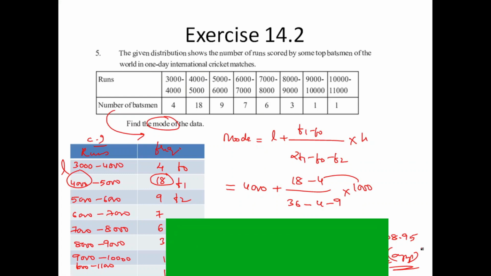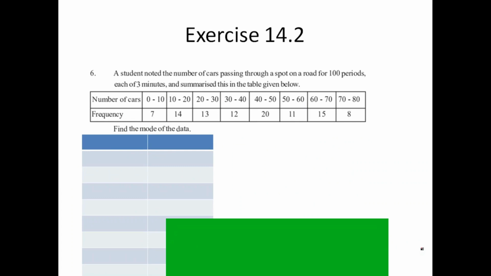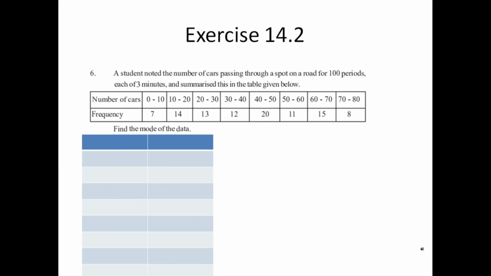I think you people will be able to do the division. So I'm skipping it out. So let's look at the sixth sum directly. I think it is the last sum of your exercise. Yes, so this is your last sum of the exercise. So let's basically, this is your number of cars. This is the number of cars, that is your class interval. This is F5. Okay.